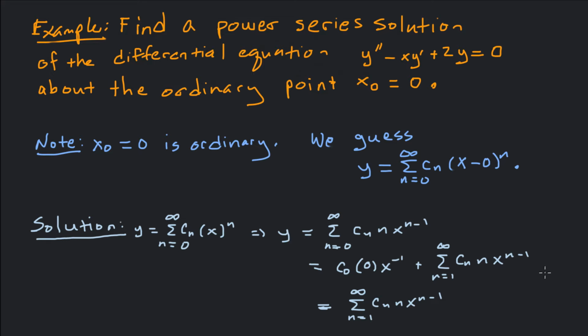Alright, so we've got y prime. There should be a prime up there, sorry. So we've got y prime. All we've got to do now is differentiate that to get y double prime. So we can get y double prime by differentiating one more time. So y double prime would be equal to the sum n equals 1 to infinity, Cn, n times n minus 1, x to the n minus 2.